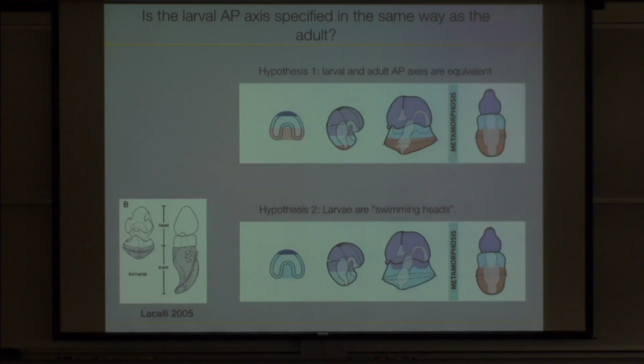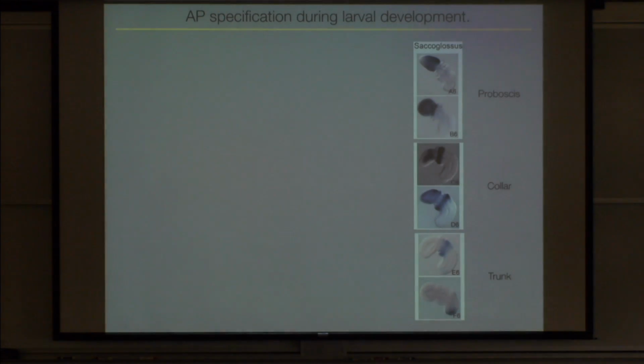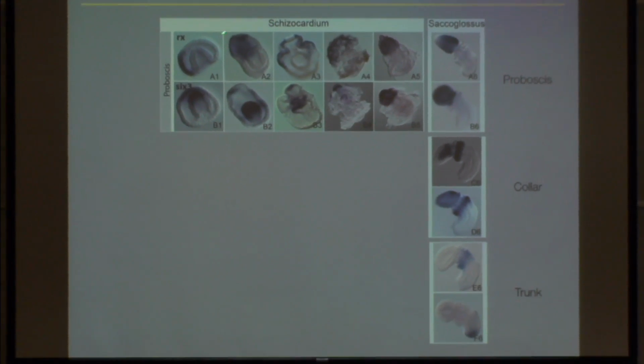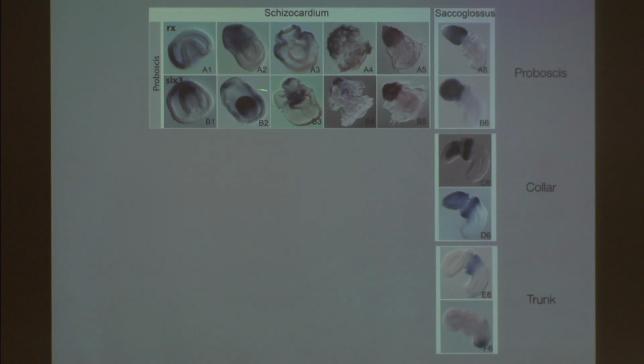So Paul had very specific predictions for what he'd find. He's looked at a range of different genes, but I'll just show you a couple of markers of proboscis, collar, and trunk from Saccoglossus. This is the species Schizocardium californicum. And what he found is that the anterior genes, as Lacalli predicted, seem to be expressed relatively normally. So we get anterior restriction during larval development. And then you can see here that by late larvae and early juvenile development, after metamorphosis, it looks essentially the same as Saccoglossus. So the anterior genes are expressed in a pretty similar way to what we see in the direct developer.